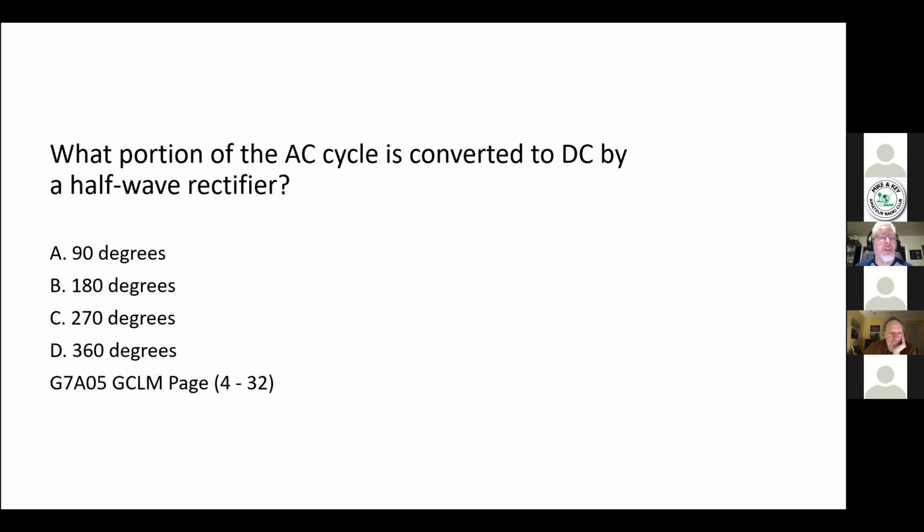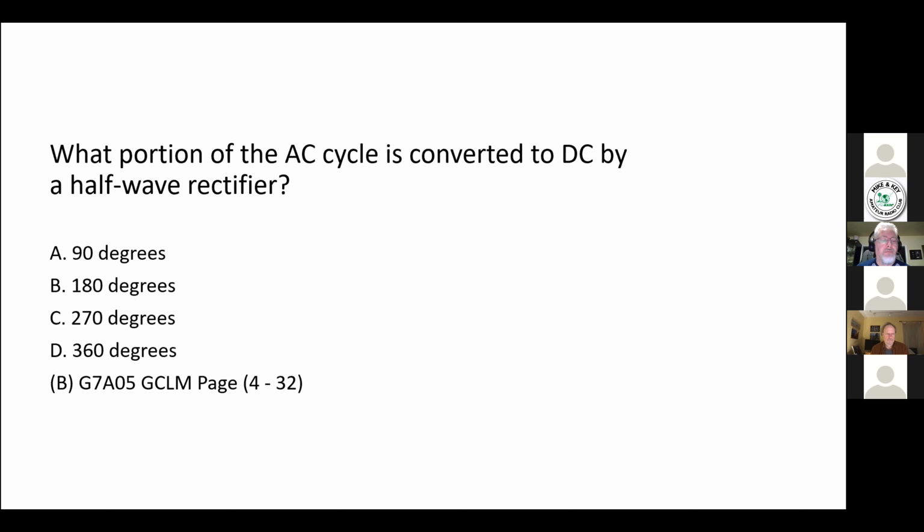What portion of the AC cycle is converted to DC by a half wave rectifier? A, 90 degrees, B, 180 degrees, C, 270 degrees, or D, 360 degrees. Bravo is correct. 180 degrees.